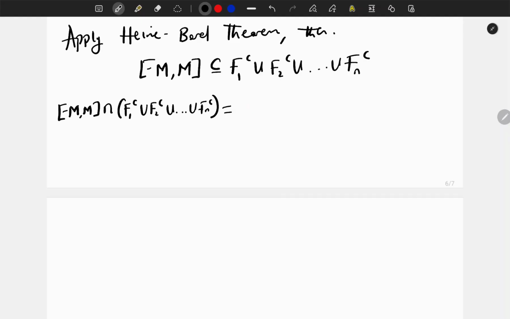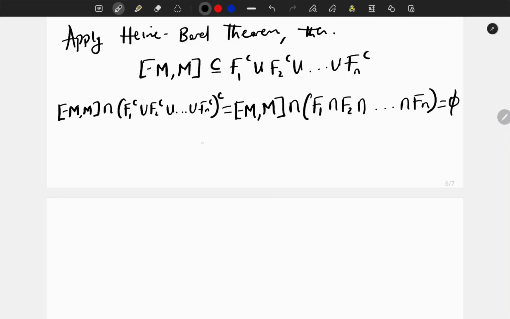So this is equal to the complement of M, intersect the complement of this guy. We just take the complement of this complement, and we change the union to intersection. By De Morgan's law, we have F1 intersection F2 intersection ... intersection Fn, and this is equal to the empty set.